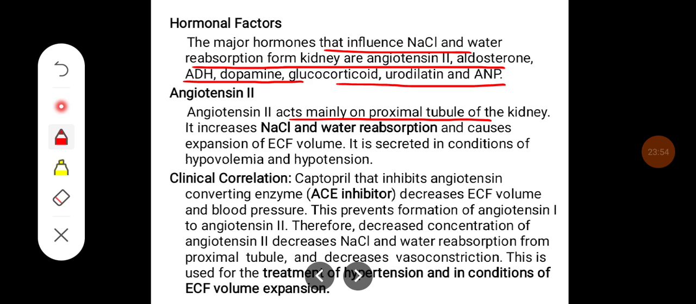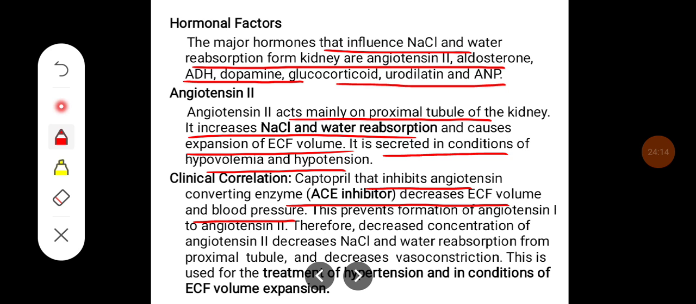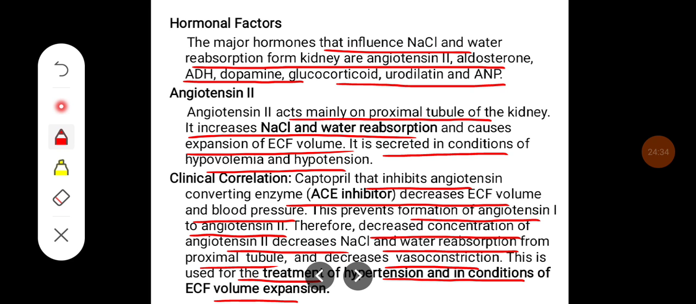Angiotensin II acts mainly on the proximal tubule of the kidney. It increases sodium chloride and water reabsorption and causes expansion of the ECF. It is secreted in conditions of hypovolemia and hypotension. Captopril, which inhibits angiotensin converting enzyme, decreases the ECF volume and blood pressure. This prevents the formation of angiotensin II from angiotensin I. Therefore, decreased concentration of angiotensin II decreases sodium chloride and water reabsorption from the proximal tubule and decreases vasoconstriction. This is used in the treatment of hypertension and in conditions of ECF volume expansion.